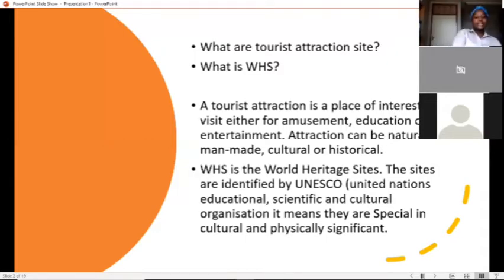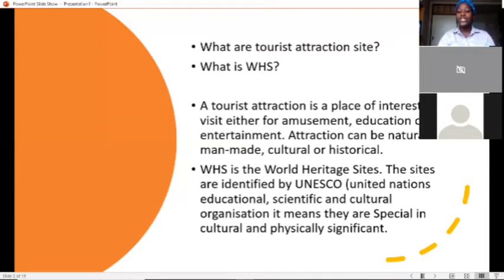As you all know, it's term 3. We're starting everything from scratch. In this term, we'll be focusing on the World Heritage Sites in South Africa, each province, right? Yes, ma'am. Before we begin, what is a tourist attraction site?